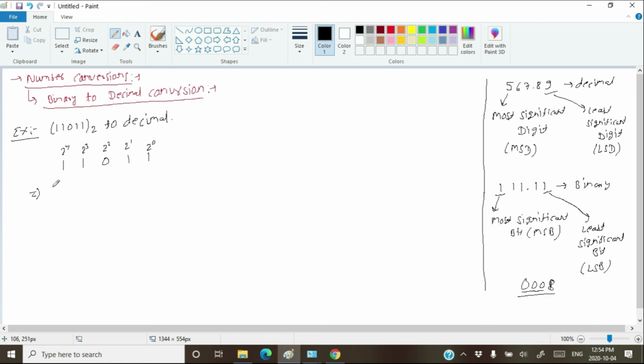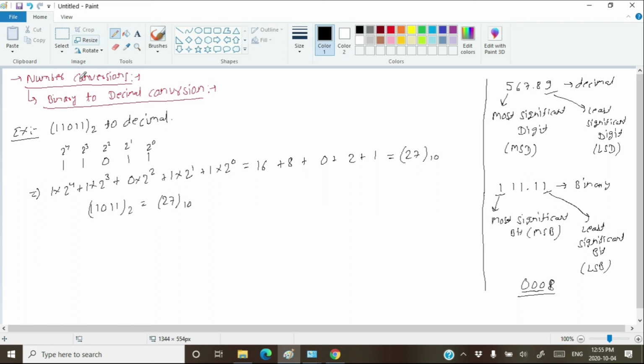That means 1 into 2 to the power 4 plus 1 into 2 to the power 3 plus 0 into 2 square plus 1 into 2 to the power 1 plus 1 into 2 to the power 0 is equal to 16 plus 8 plus 0 plus 2 plus 1, and here you got 27 in decimal. So you can say that 11011 in binary is equal to 27 in decimal. They both are representing the same quantities. Let's see another example.